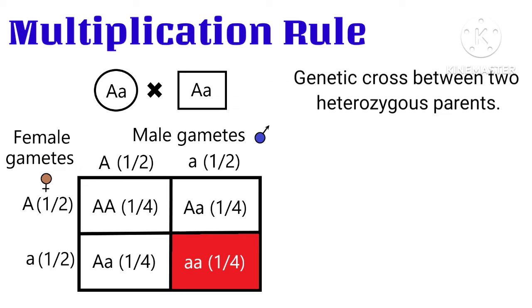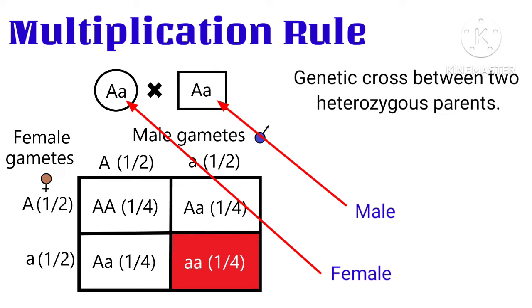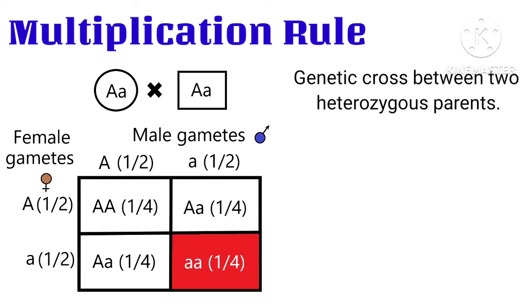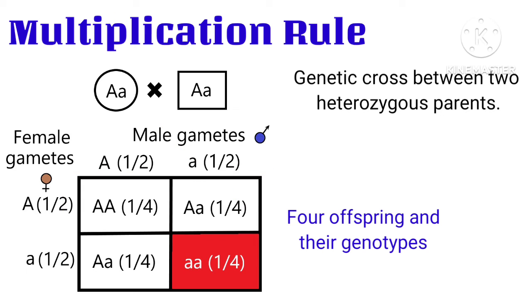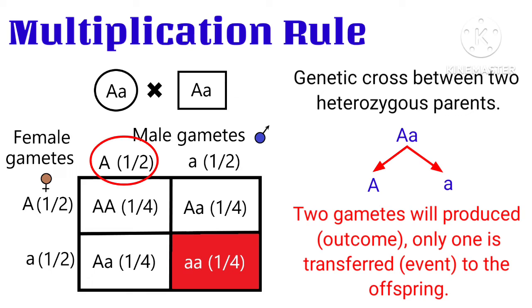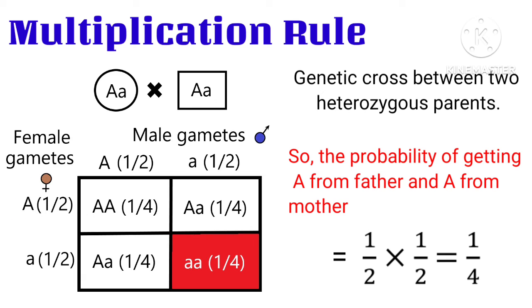In genetics, the rule is applied when considering the inheritance of multiple traits or alleles. Consider a genetic cross involving 2 traits where both parents are heterozygous. The probability of offspring inheriting this genotype from the first parent is half, and the probability of inheriting this genotype from the second parent is also half. So the probability of offspring inheriting both traits together would be half times half, that is 1 by 4.